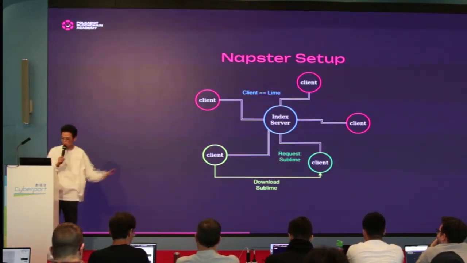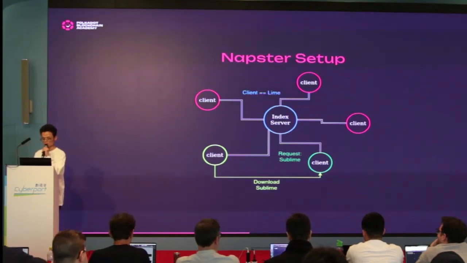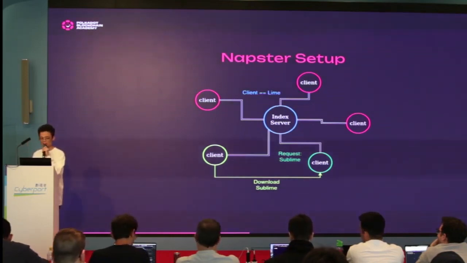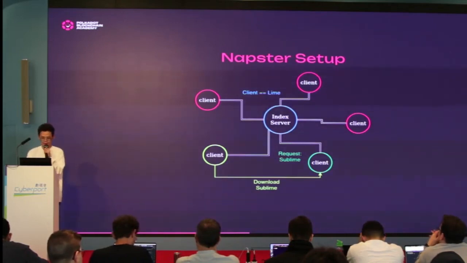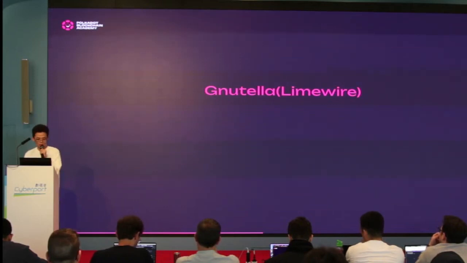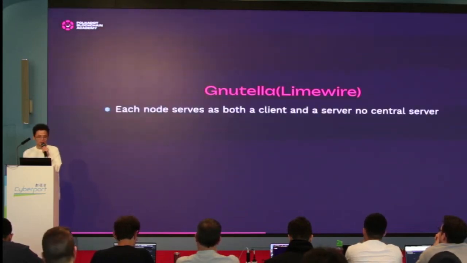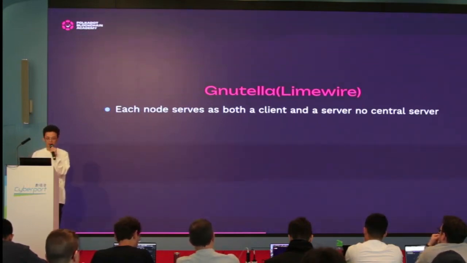Actually, the node in the yellow circle is currently serving as a server, right? It is outputting data, sending the data to another one. That is the Napster system architecture. And then we also have LimeWire, also called Gnutella. In Gnutella, it can avoid the central indexing server.